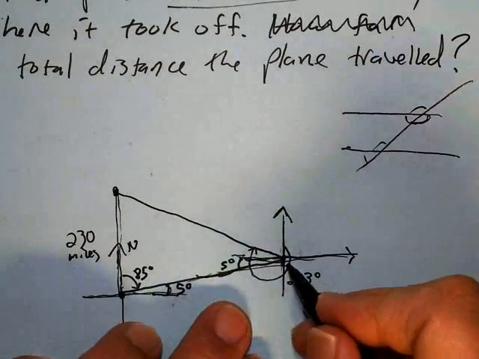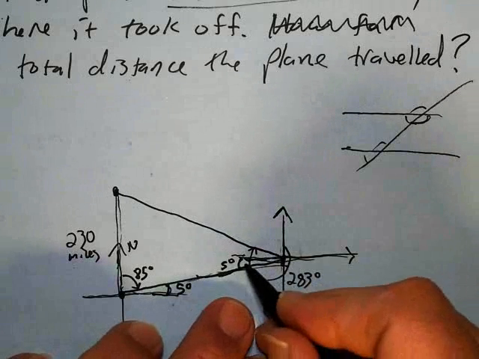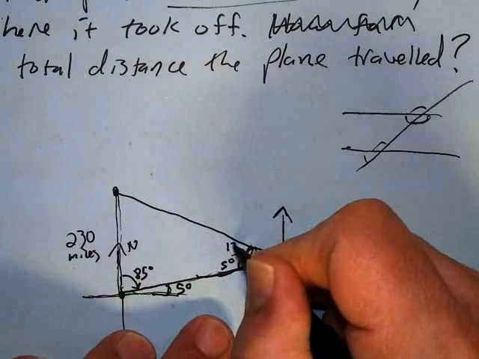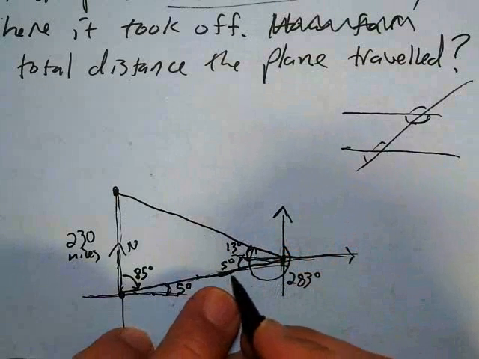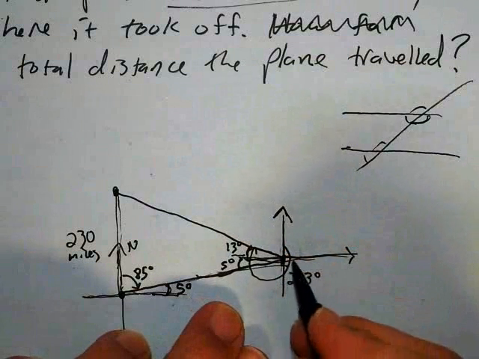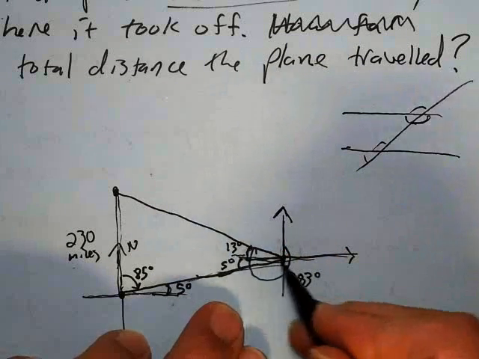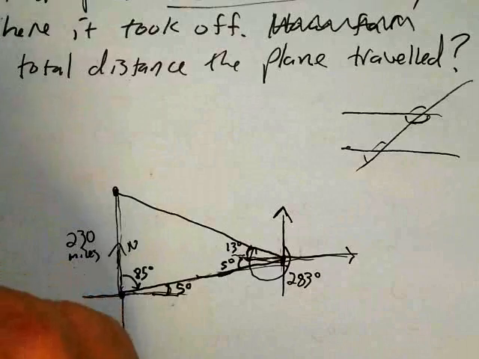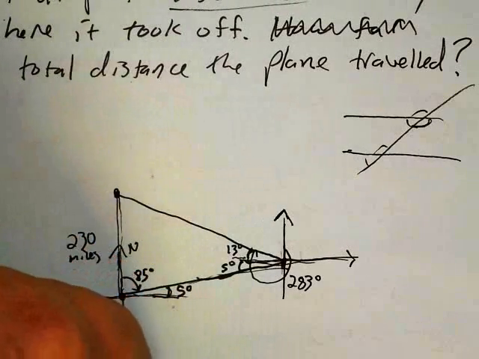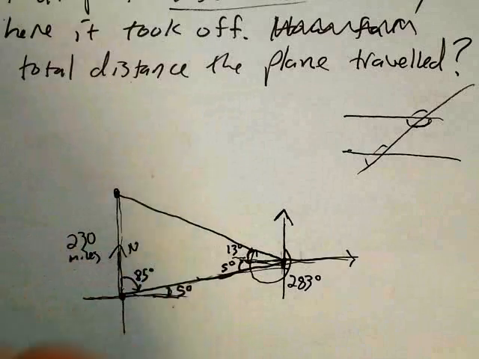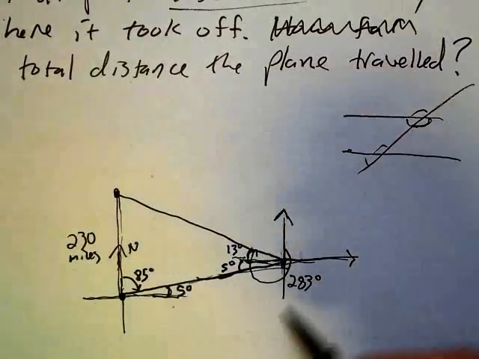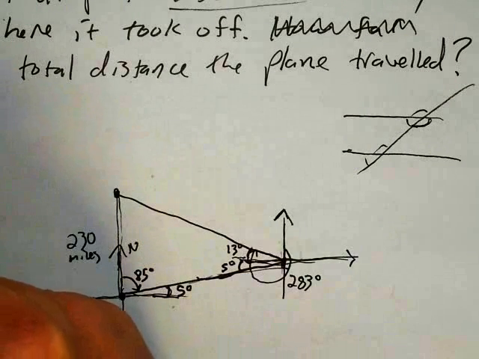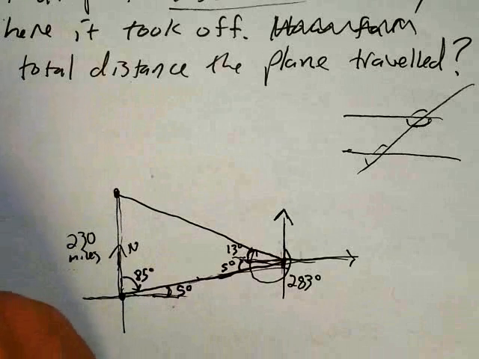So that's 5 degrees, and this is 270 degrees. So this angle here is actually 13 degrees, because you have 283 minus 270, leaving you with 13 degrees. So what you really have is a triangle kind of like this, where this angle is 18 degrees because I'm adding the 5 degrees and the 13 degrees. And this one is 85 degrees. That one was easy.